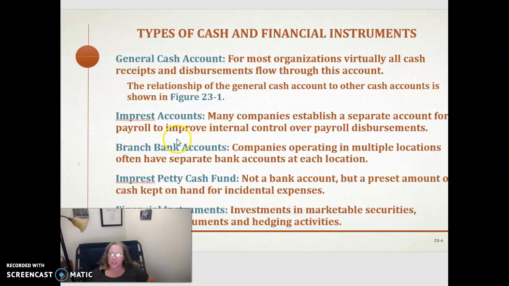Imprest accounts. Many companies establish a separate account for payroll to improve internal control over payroll disbursements. Branch bank accounts. Companies that operate in multiple locations often have several separate bank accounts at each location. Imprest petty cash fund. This is not a bank account, but a preset amount of cash that's kept on hand for incidental expenses. And then financial instruments: investments in marketable securities, derivative instruments, and hedging activities.